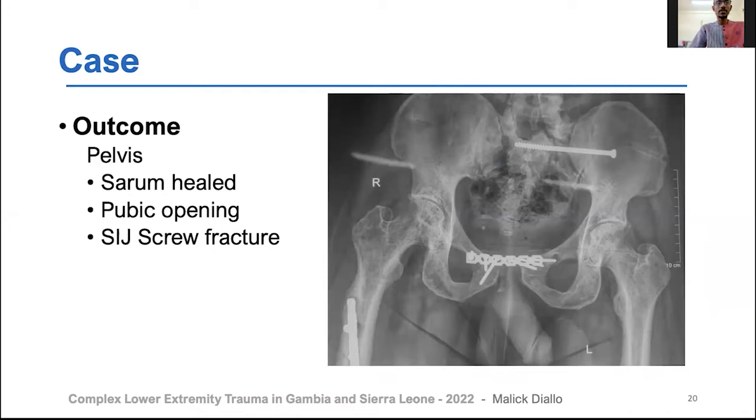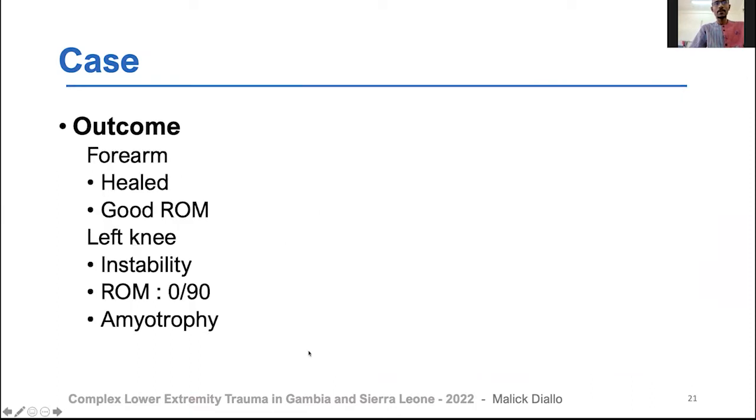On the pelvic side, the sacrum healed, but the sacrum screw broke and the symphysis opened. Next slide. The outcome was good on the forearm, but for the left knee, instability was present with just 20 degrees of flexion and an important amyotrophy of the quadriceps muscle. Next slide.